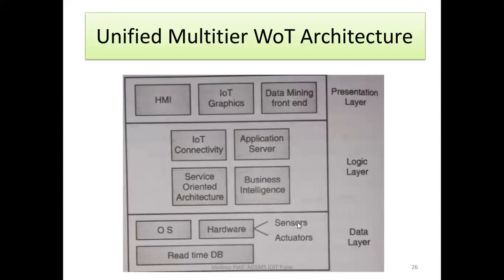As shown in this figure, the basic three-tier architecture consists of the data layer, then the logic layer, which means the middleware, and the presentation layer. At the presentation layer, the UI, that is the user interface, is there. So the first one is your data layer.